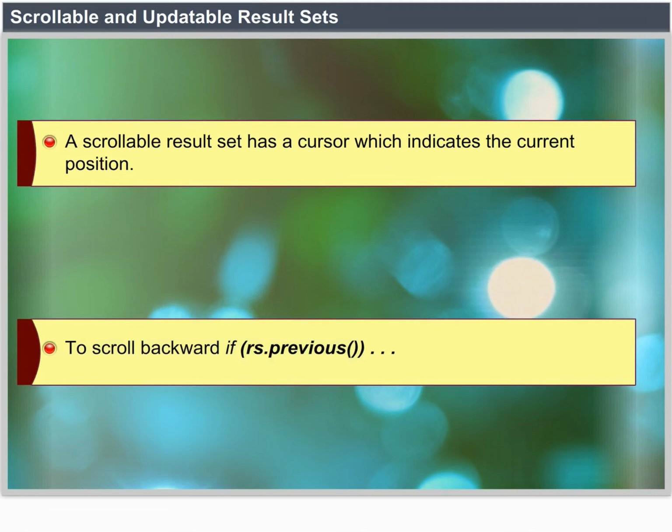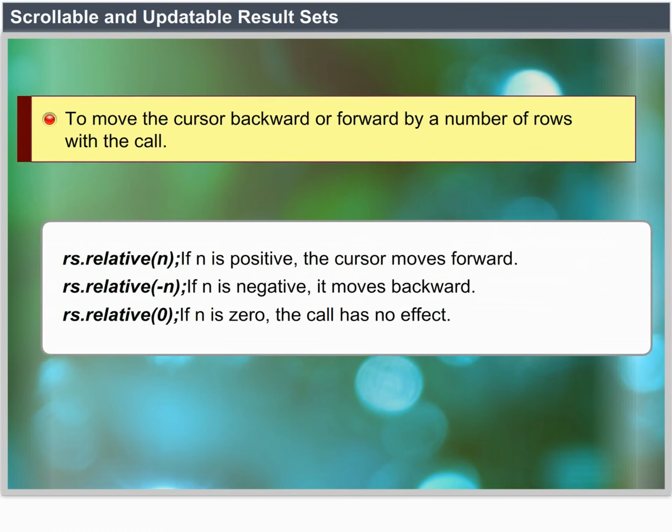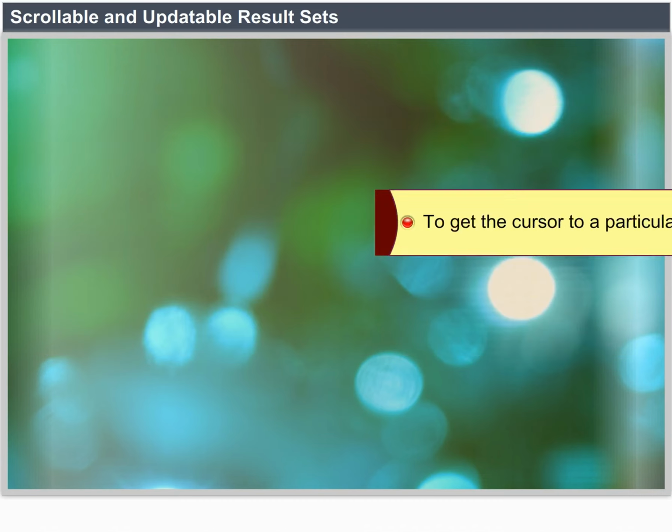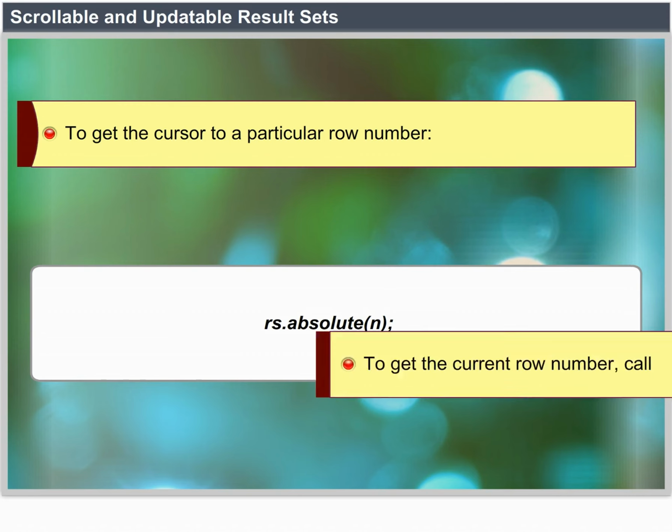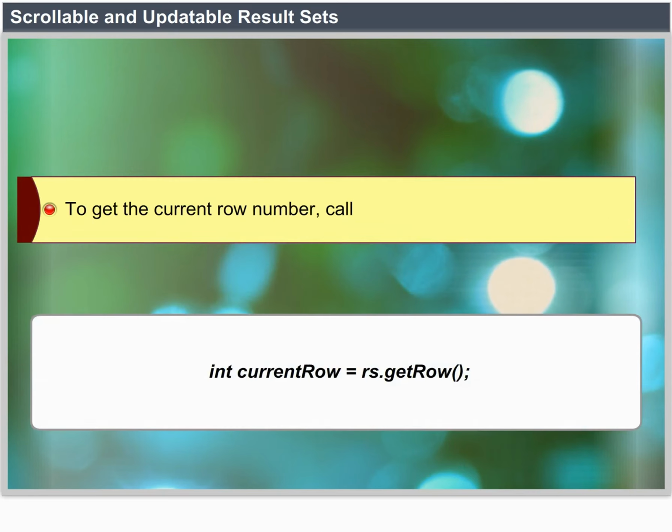To scroll backward, call rs.previous(). To move the cursor backward or forward by a number of rows, use the call rs.relative(n). If n is positive, the cursor moves forward. If n is negative, it moves backward. If n is 0, the call has no effect. To set the cursor to a particular row number, use rs.absolute(n). To get the current row number, call int currentRow = rs.getRow().